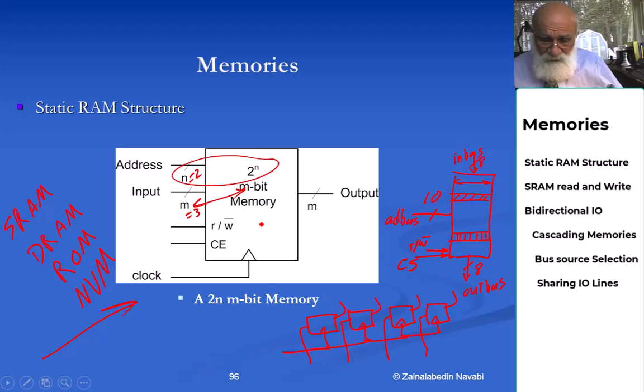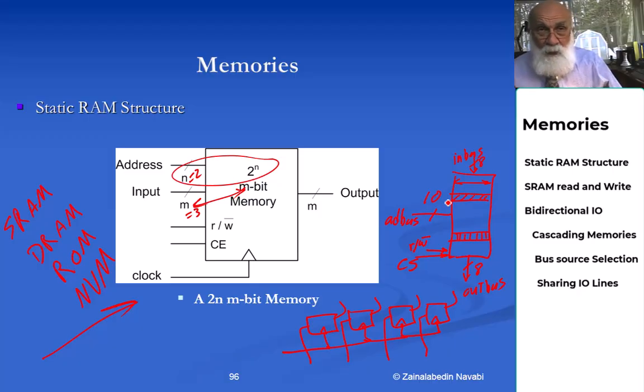The memories don't have to have both input and output lines. They can actually share input and output lines. Sharing means that instead of having 2 sets of 8 bits in this case here, they have one bus that can act both as input and as output.